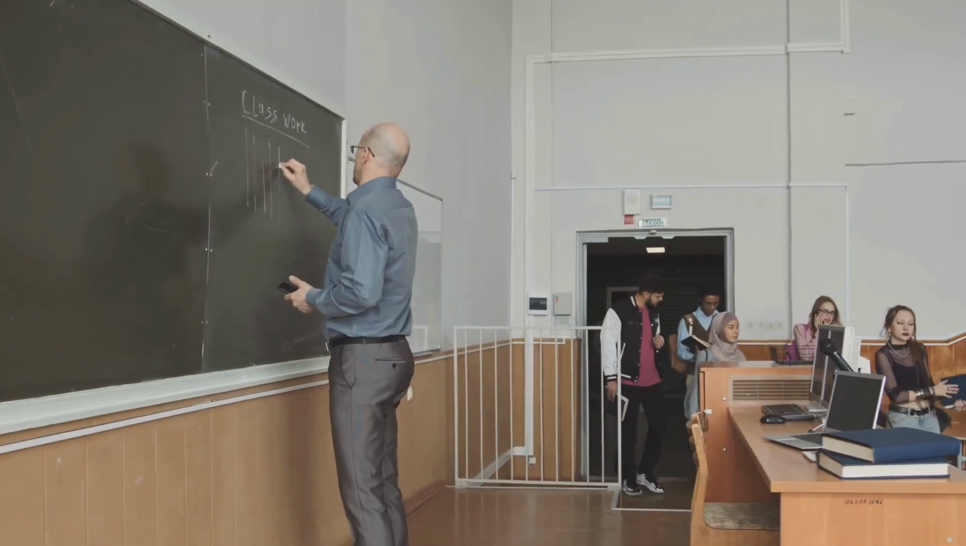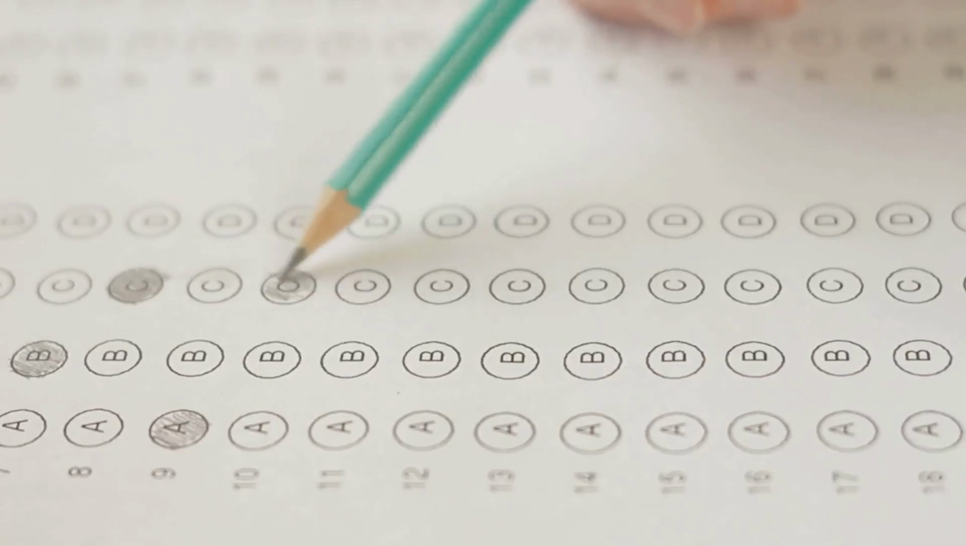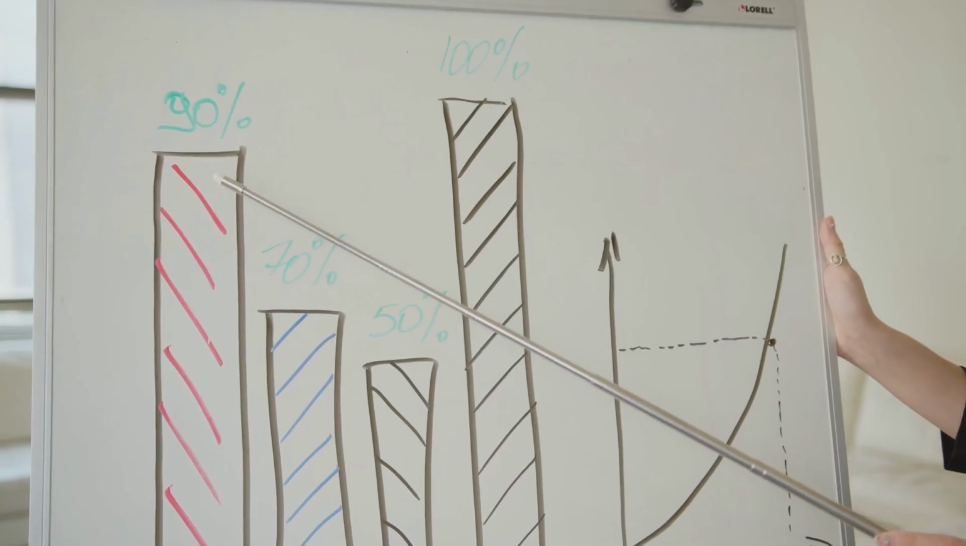In simple terms, SEM tells us how much error we can expect in a test score. Imagine you take a test multiple times. SEM helps us understand how much your scores might vary due to measurement error. It's like the margin of error, but for tests. Pretty cool, right? Now why is SEM important?